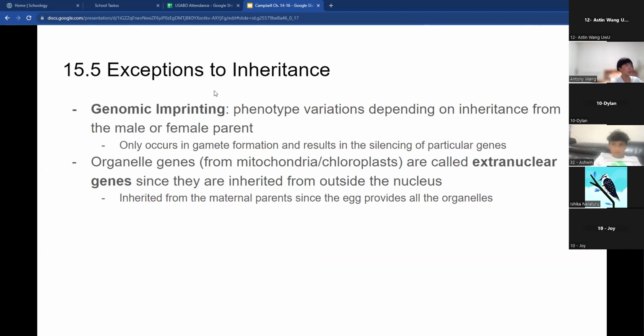Exceptions to inheritance, genomic imprinting. So as you live, the choices that you make every day affect your DNA. This is by adding methyl groups or acetyl groups to DNA or histones that will make certain parts of DNA more transcribable or less transcribable. This is an example of the environment affecting your genes and therefore the phenotype.